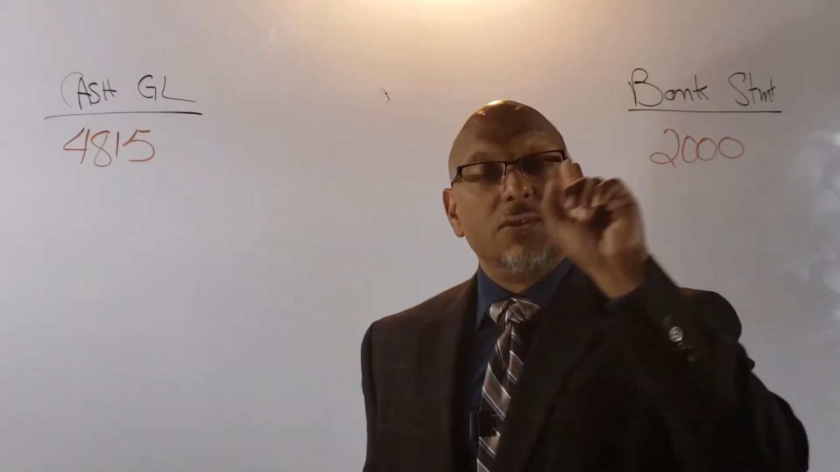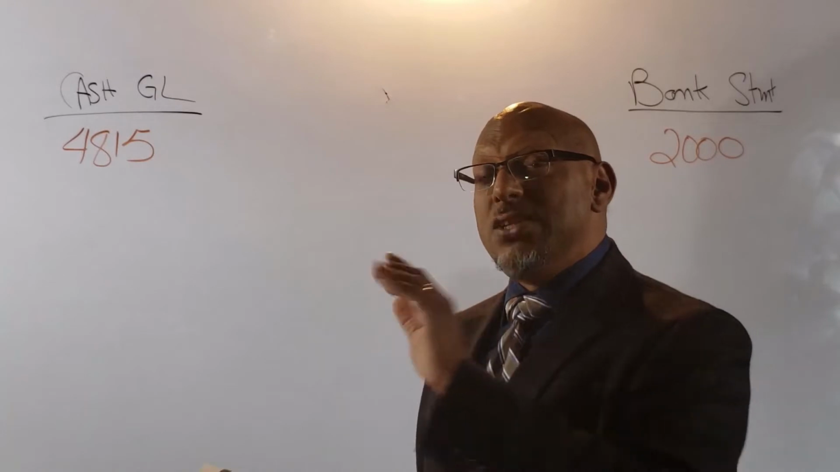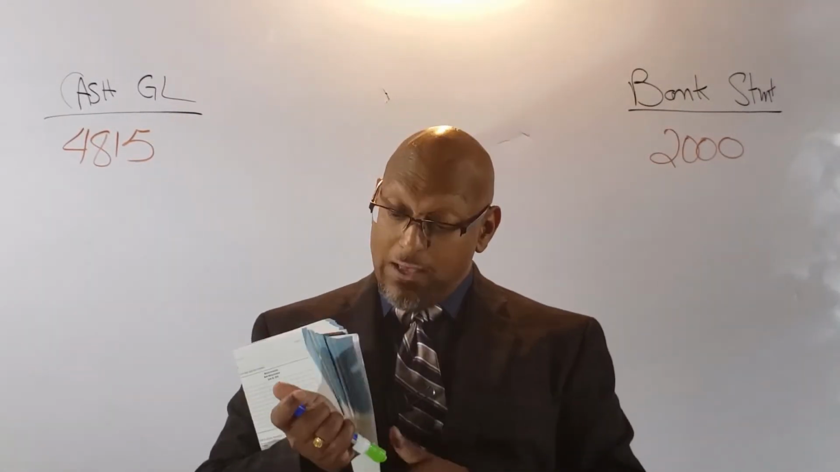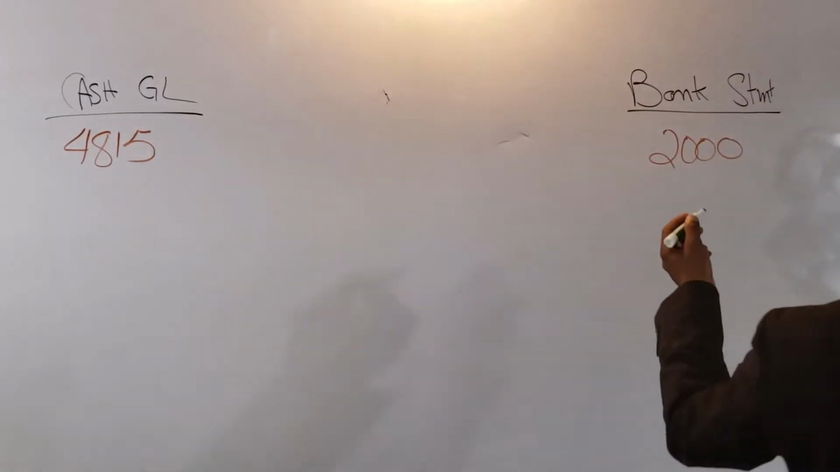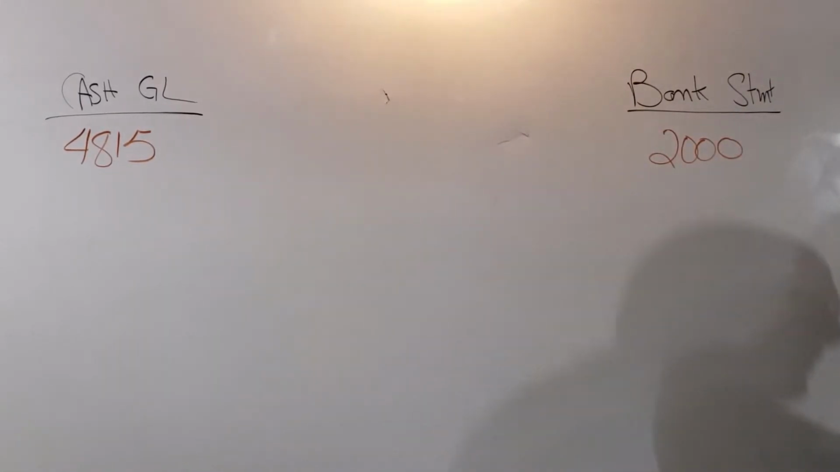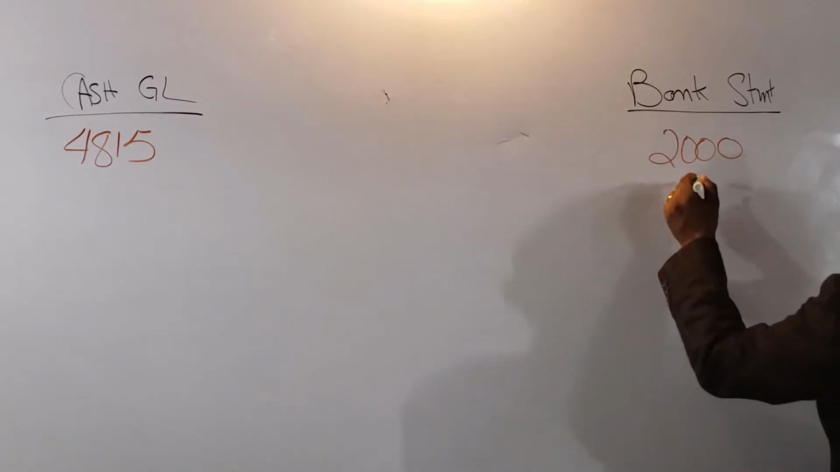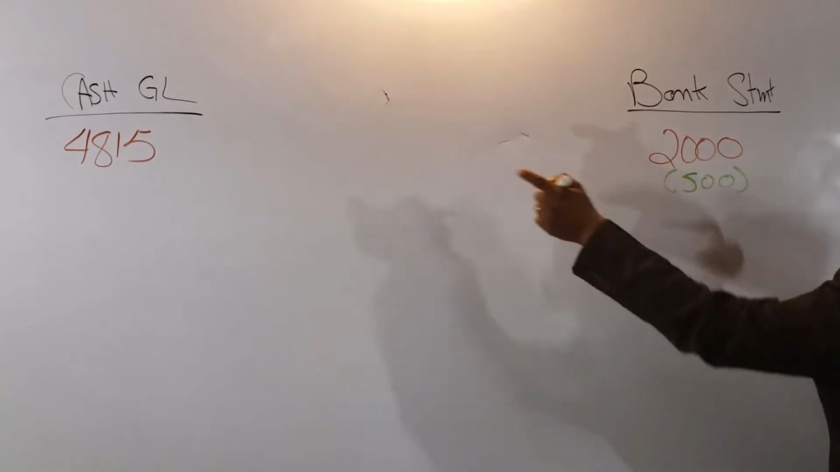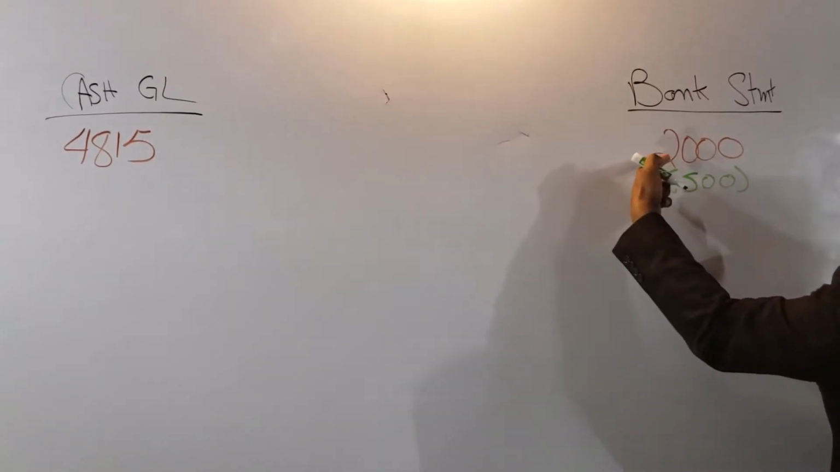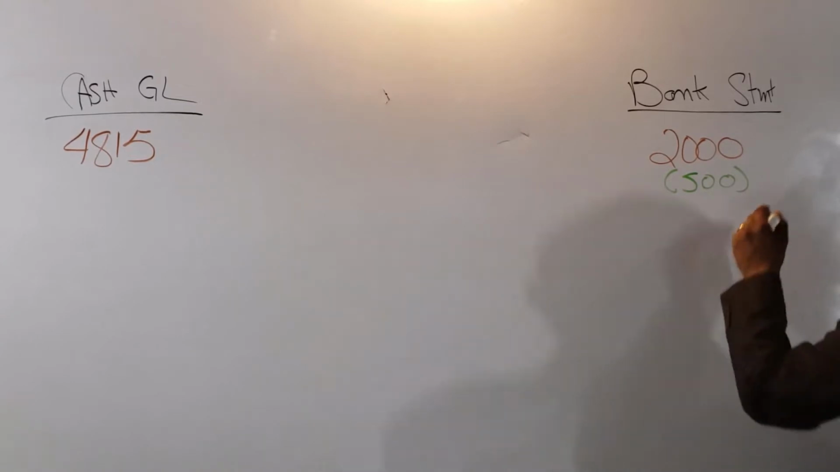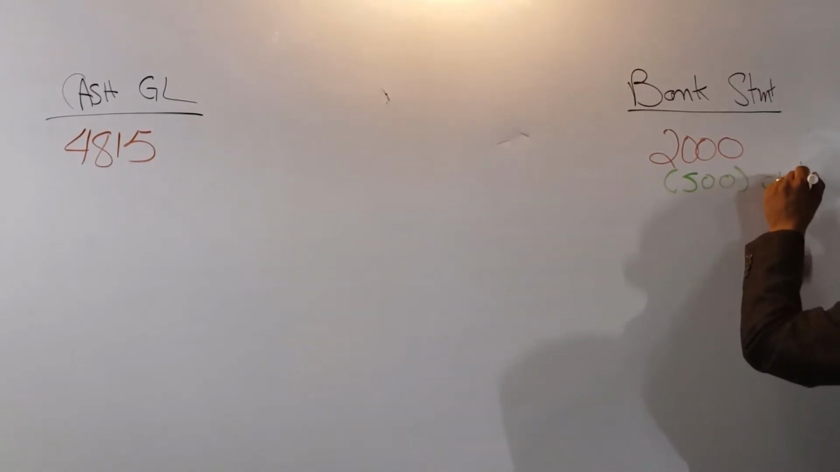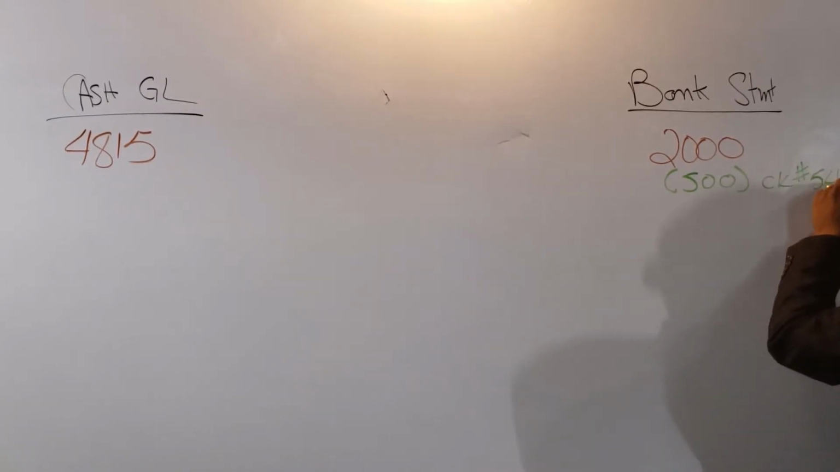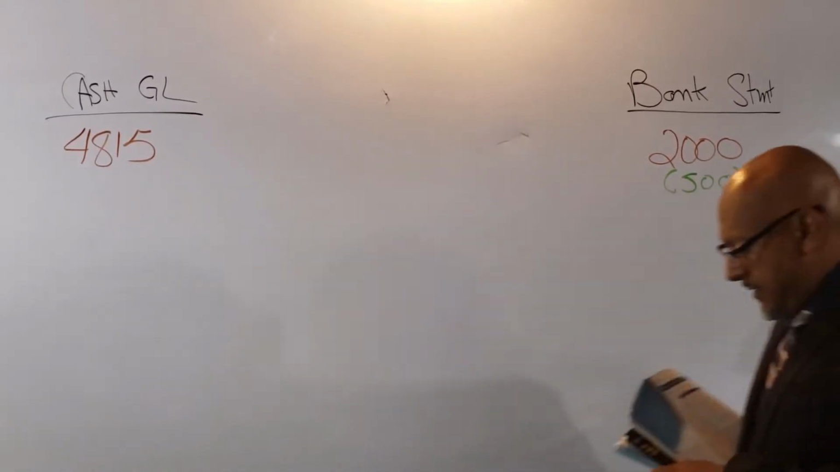No. So we have an outstanding check that's in the GL, but not in the bank. So we have to subtract it out of our bank balance. That check number is 545 for $500. So we have to take that $500 out of this balance, because it's in the 4815. It's not here. We can write that down. Check number 545. Continue.